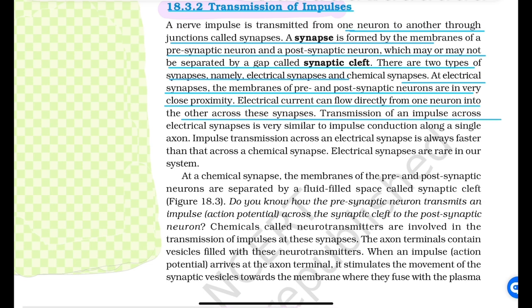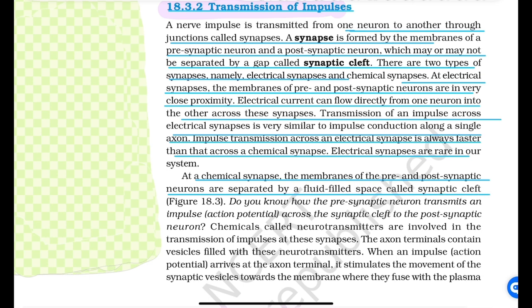Transmission of an impulse across electrical synapses is very similar to impulse conduction along a single axon. Impulse transmission across an electrical synapse is always faster than that across a chemical synapse. Electrical synapses are rare in our system. At a chemical synapse, the membranes of pre- and postsynaptic neurons are separated by a fluid-filled space called the synaptic cleft. Do you know how the presynaptic neuron transmits the impulse, the action potential, across the synaptic cleft to the postsynaptic neuron?